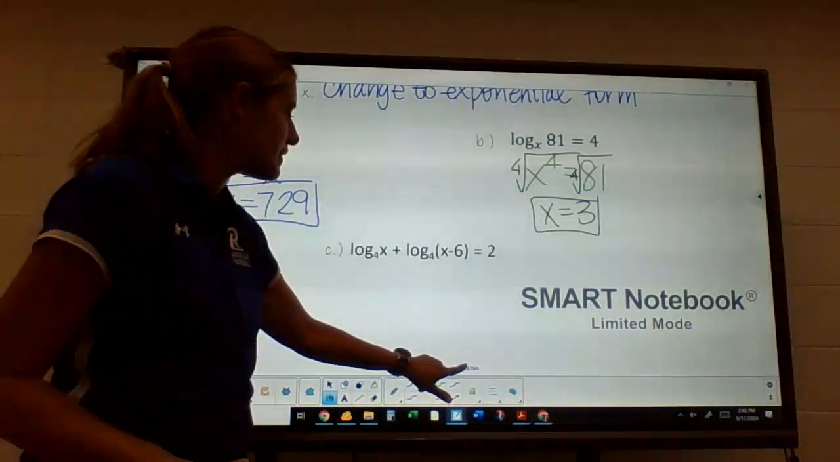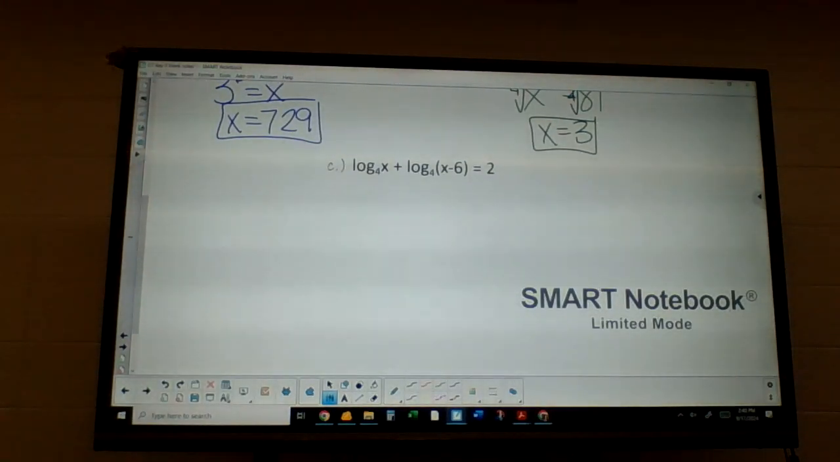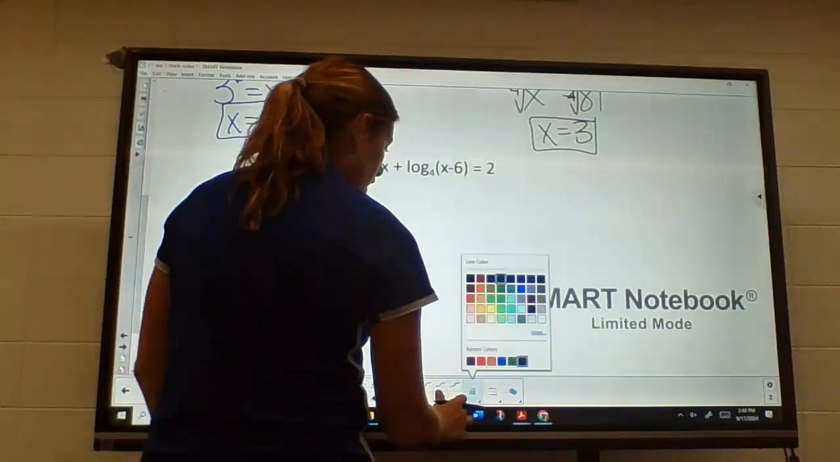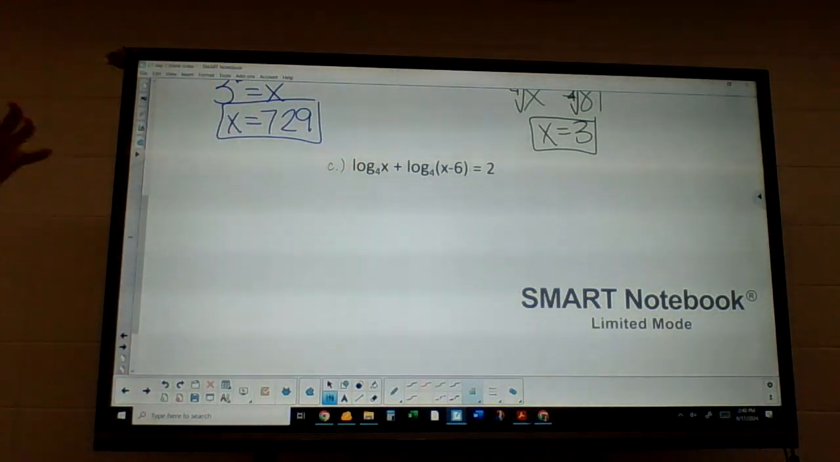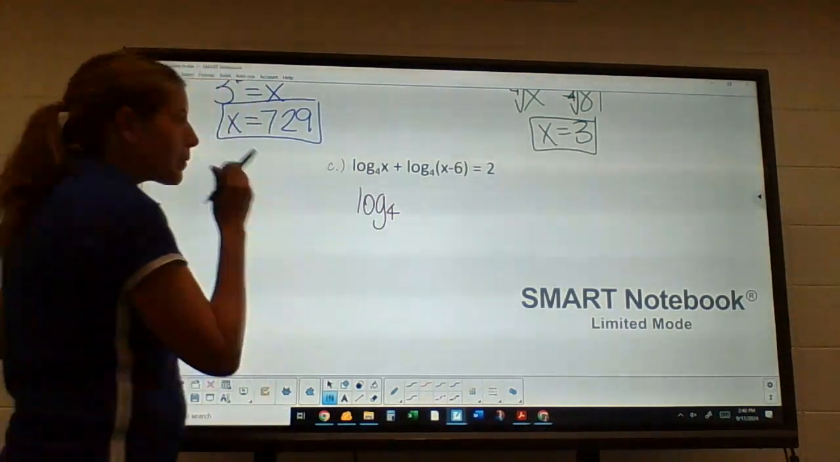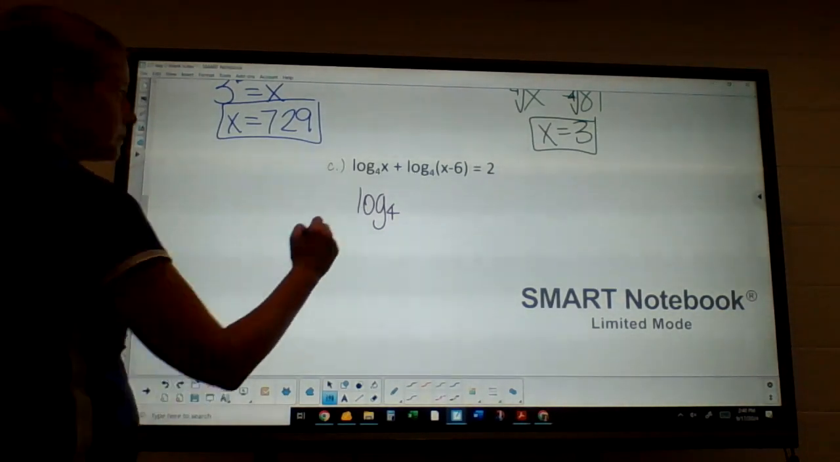So our next one here, you guys. This one right now is 2 logs. We prefer to not have 2 logs. So we're going to put the logs together. We're doing the opposite of what we did on the other side. So we're going to join these logs as one. It's like a marriage of logs. So they become a single logarithm. Do you guys remember what we do with those 2? Addition becomes multiplication.